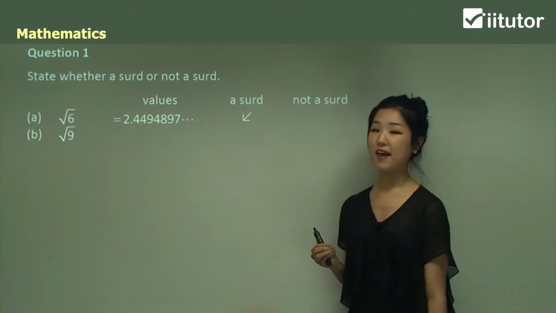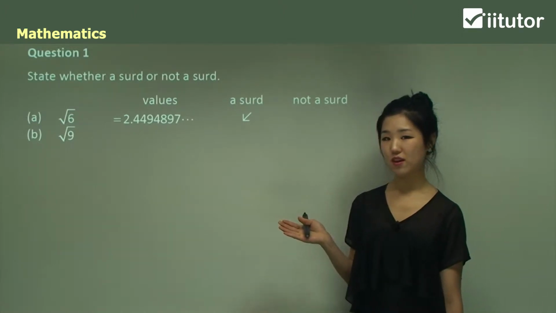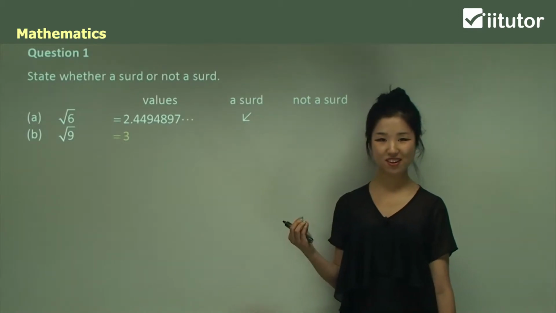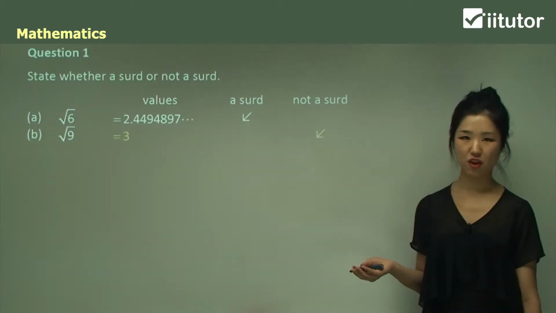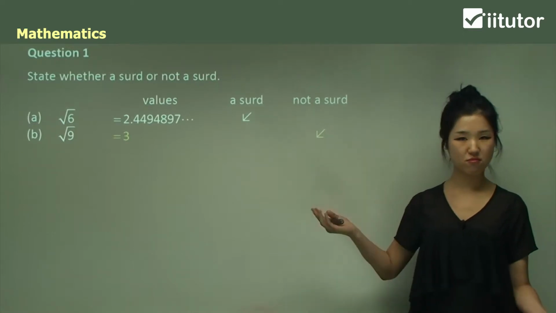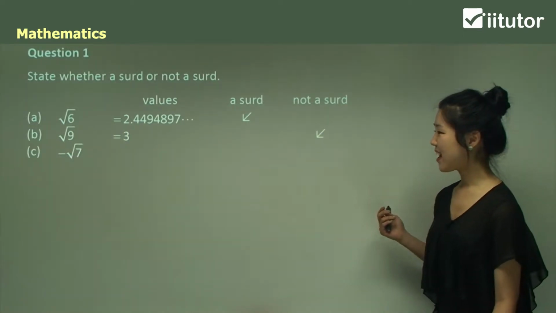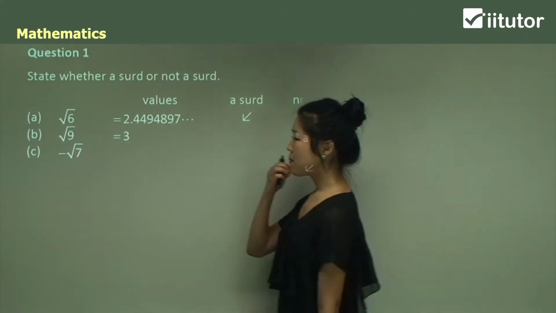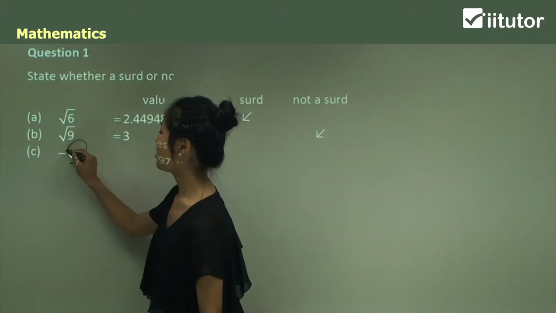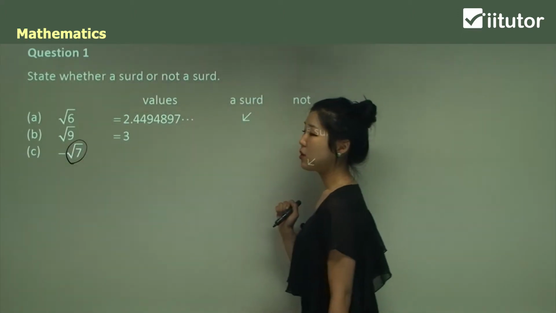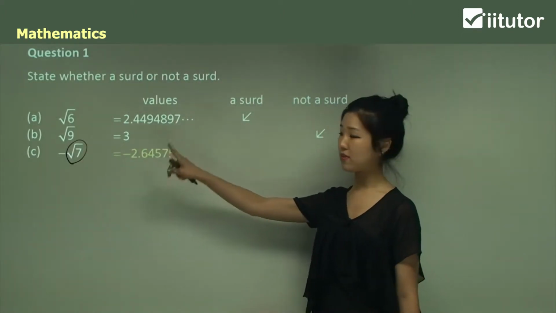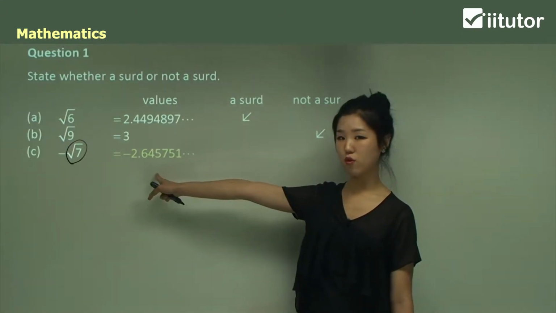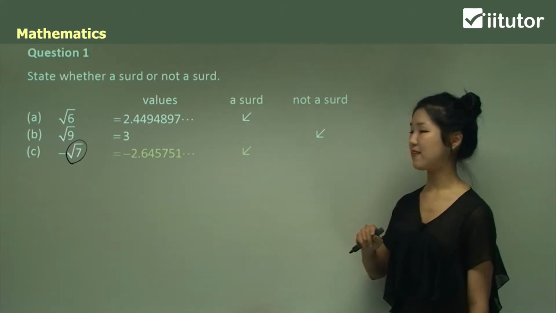Now B, root 9. Guys, we can simplify this, can't we? We can simplify this to 3. Now 3 is a whole number, it's an integer. That's why we can say it is not a surd, because the root can go away. Now C, negative root 7. Well, negative, we can keep the negative there, but have a look at the root 7. Can you guys calculate root 7? Well, root 7 is 2.6 something, so it's negative 2.6 something here. So this one is not an exact form, it's not an integer, therefore it's a surd.